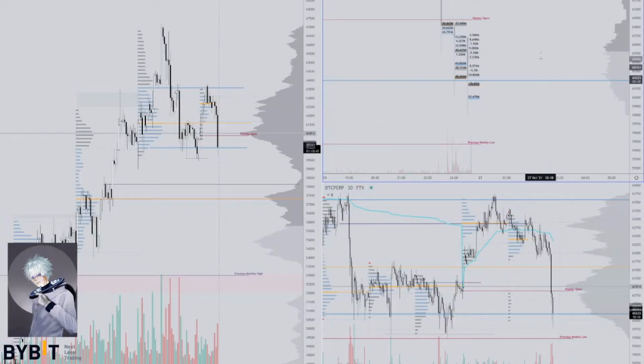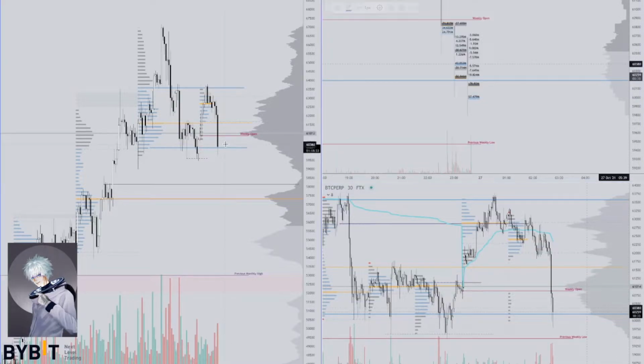So I've talked about two scenarios that I'm looking for, just so we're clear. The long scenario would be a reclaim of weekly open, in which case I'd be looking for a scalp up to this POC, the point of control from last week. And the downside scenario would be a clean smash of this value area low, in which case we'd be looking for something like this, and then we'd head down lower towards this structure right in here, and then this naked POC that comes in at about 57K.